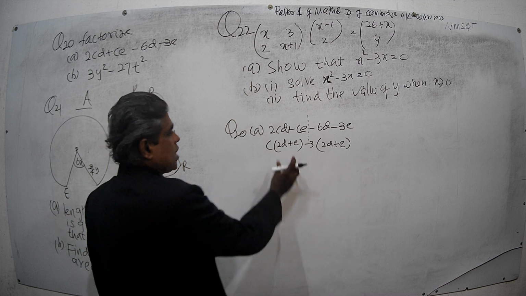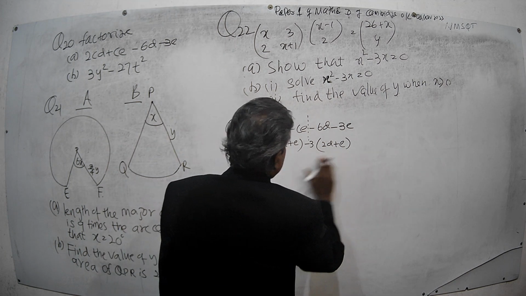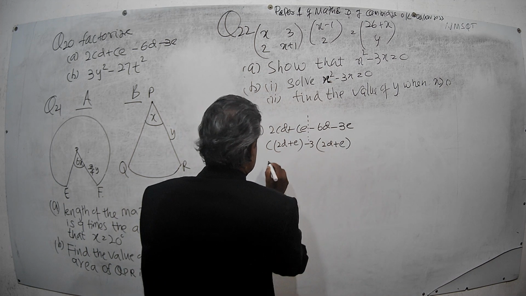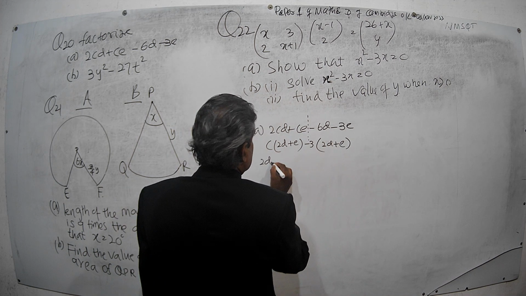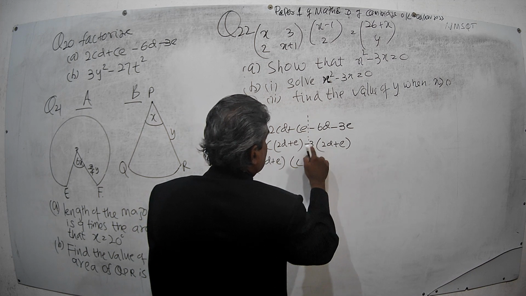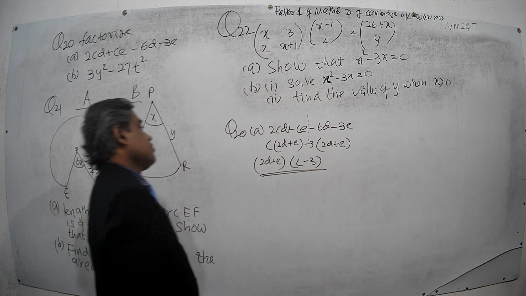Then again, this bracket is common for these 2 blocks of terms. 2d plus 1 is common, take that out. Then what is left? c is here, and minus 3 is here. These are all the factors.